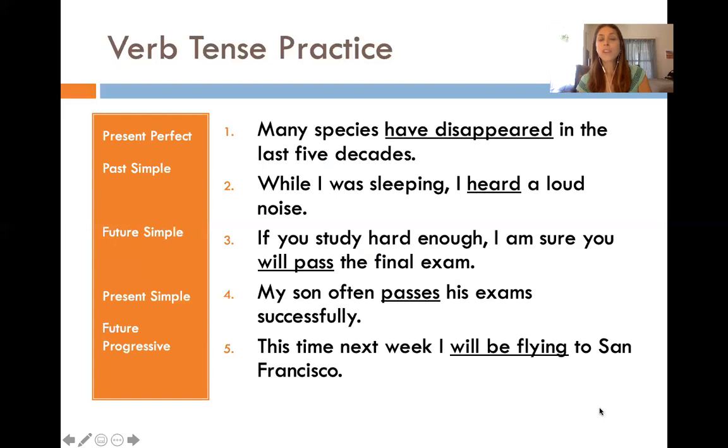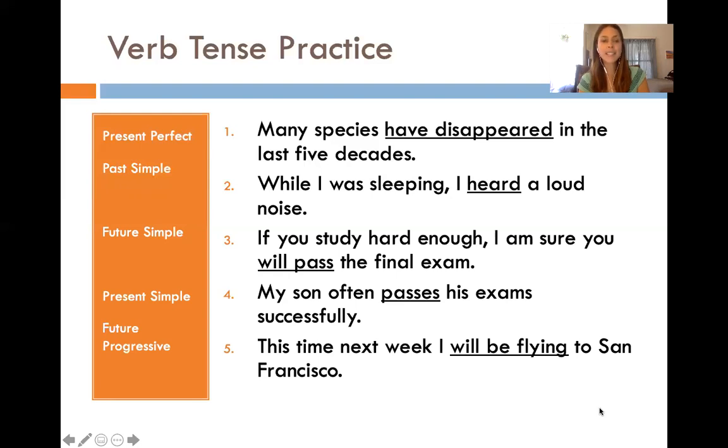For number 4, the key word, the time marker, is often. And often means a habitual action. So my son often passes his exams successfully. We're going to use pass in the present simple form. And since son is singular, we have to say passes.